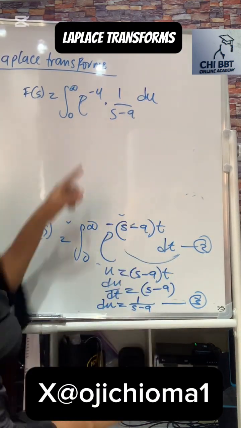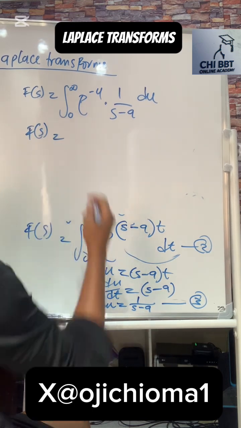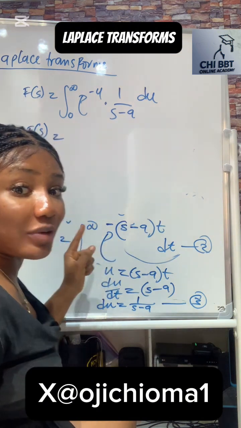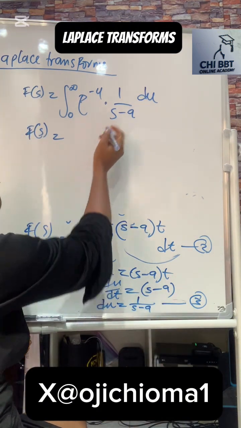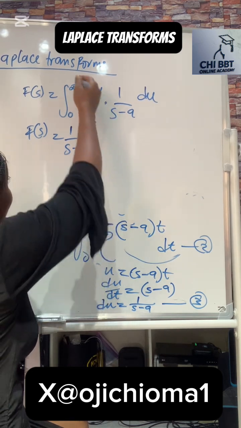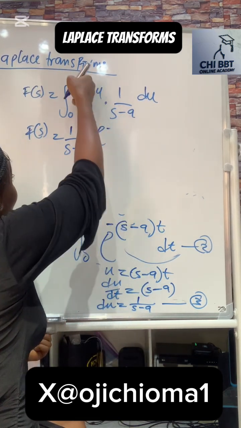This is now the u. Everything here is with respect to the u. So let us integrate with respect to u. If we integrate with respect to u, very simple. All we need to do is to first of all take this 1 over s minus a out, then we integrate e to the minus u.